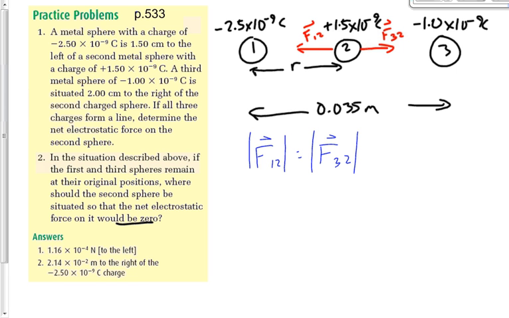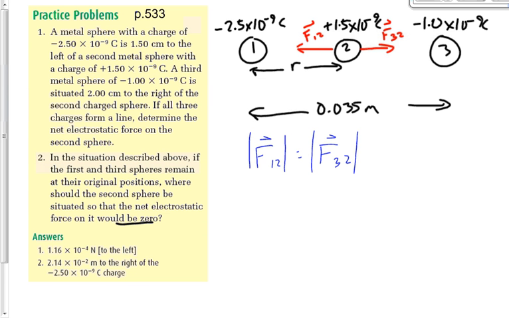Yep, Travis? It's 3.5 centimeters. No, 0.35 would be 35. 0.035 would be 3.5. Yep. Yeah, divide by 100, right?